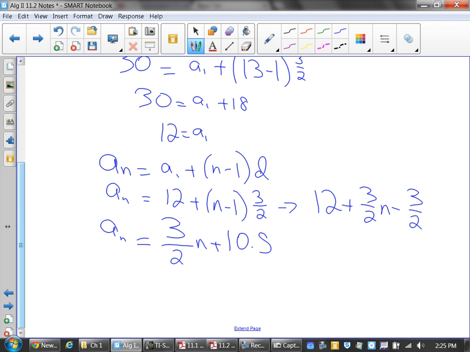What's 12 minus 3 halves? What is 3 halves? 3 halves is $1.50, right? Yeah. Okay, $12 subtract $1.50, you're left with $10.50. Less money.